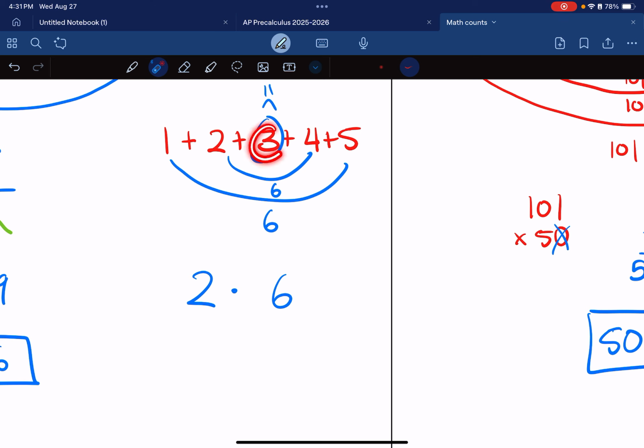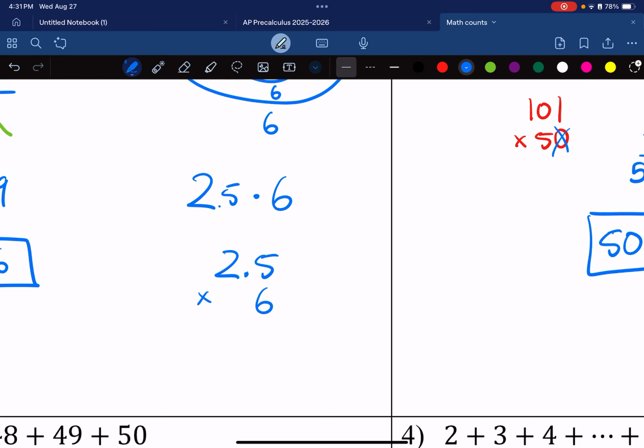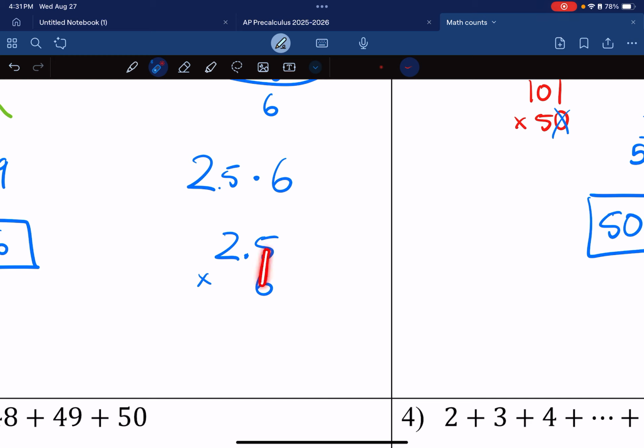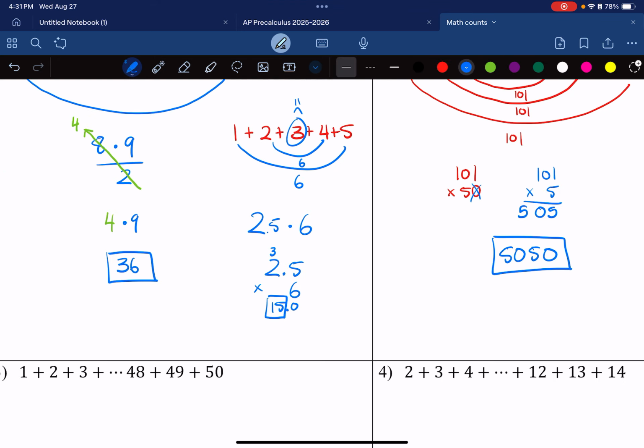Well, 3 is the half of a pair. This middle number will always be half of this number, which means we can really say that there's not 2 pairs, but 2.5 pairs. And if I do 2.5 times 6, you can do it on a calculator, or you can say, okay, 6 times 5 is 30. And then 6 times 2 is 12, 13, 14, 15. I add 1 decimal place, and the answer is 15.0, or just 15, which you could have gotten with the formula.